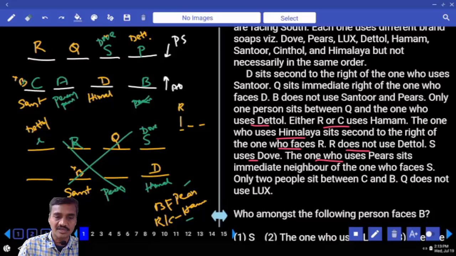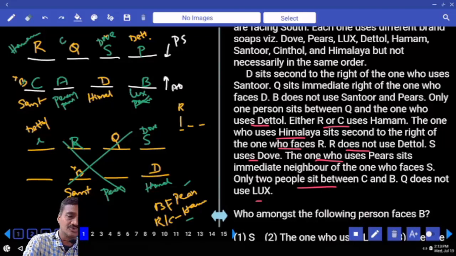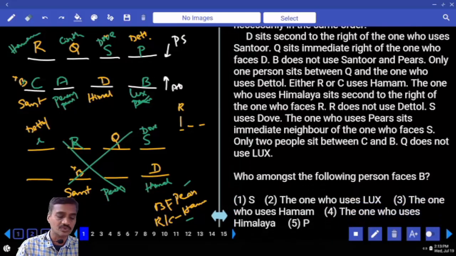Then next, R and C. Between these two, one person uses Hammam, and C cannot use Hammam. Hence R must use Hammam. Then if R uses Hammam, there are only two people between C and B, and Q does not use Lux, so who is using Lux here? B uses Lux. Now if B uses Lux, what else is left over? Synthol. Q uses Synthol. Done. This is about question numbers 1 to 5.